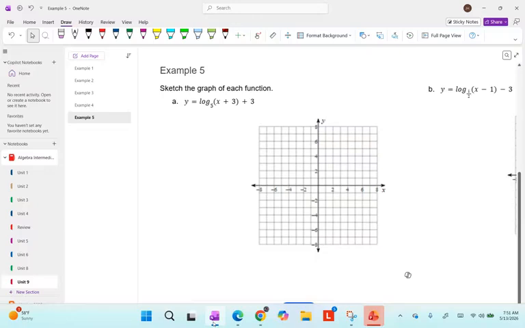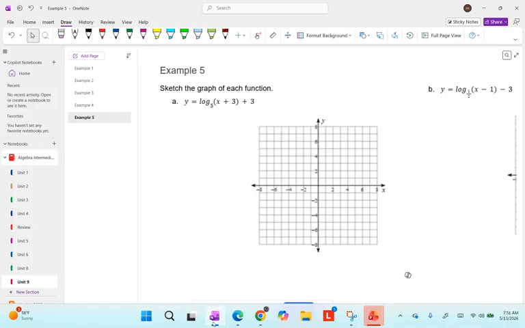Guys, in this example, we're going to be looking at two graphs. So this is example 5. We're asked to sketch the graph of each function. So when I sketch a graph, I need two things. I need the vertical asymptote and I need the anchor point. And to do those two things, not too hard.